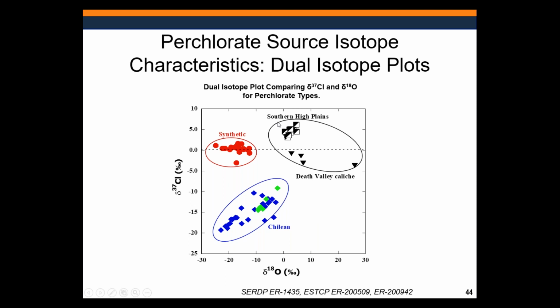And the material that was collected from the southern high plains, so Texas and New Mexico, as well as Death Valley, has its own area. And so it seems to isotopically be distinct from either the Chilean or synthetic material. So we have potentially different source terms.